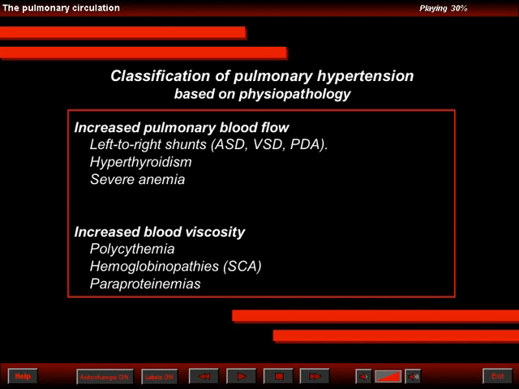There can be a reactive vasoconstriction that leads to plexogenic pulmonary arteriopathy. A large or a prolonged left to right shunt or a combination of both would lead to this form of pulmonary hypertension. Hyperthyroidism and severe anemia are other entities that physiopathologically lead to pulmonary hypertension. Increased pulmonary viscosity may be seen with polycythemia, with certain hemoglobinopathies, particularly sickle cell anemia, and with paraproteinemias.